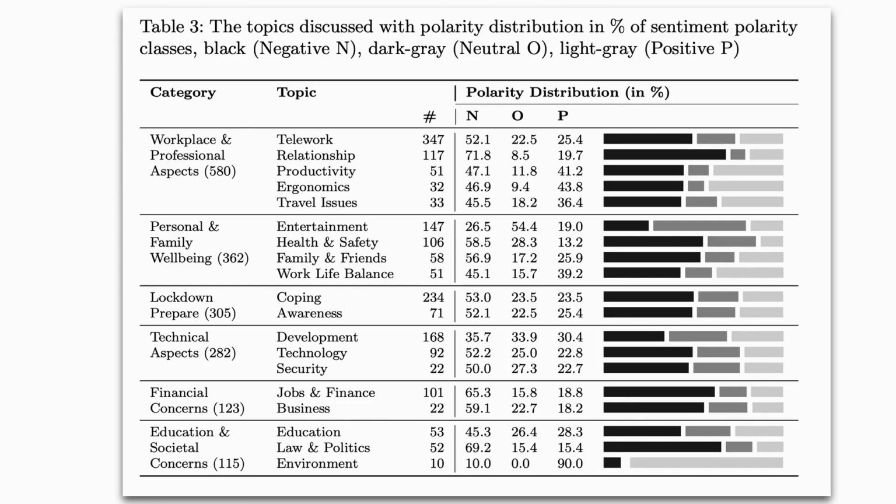And those are the results. You see the categories, and on the right you see the bars ranging from black, which is negative, to light gray, which is positive. It's not surprising that most of the communication is negative. People didn't really like being in the pandemic situation. What is interesting is that the biggest groups are related to telework and relationships, here relationships with their co-workers, managers, and so on.